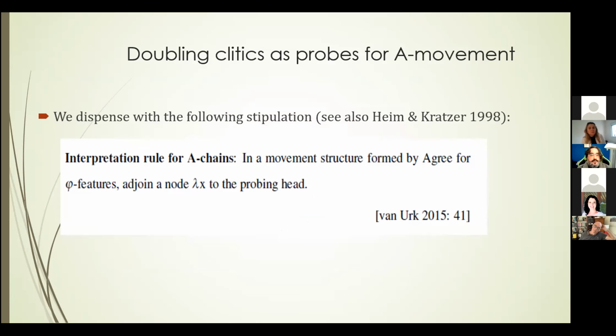Well, the first advantage compared with other alternatives in the literature is that we dispense directly with the following stipulation, according to which in a movement structure formed by Agree for phi features, you assign a node lambda to the probing head. This is the same stipulation you can find in handbooks like Heim and Kratzer, right? You need an extra operation of lambda attaching.